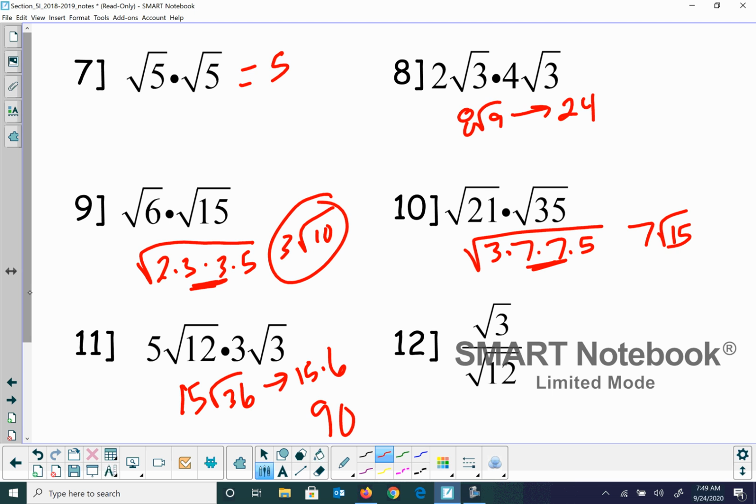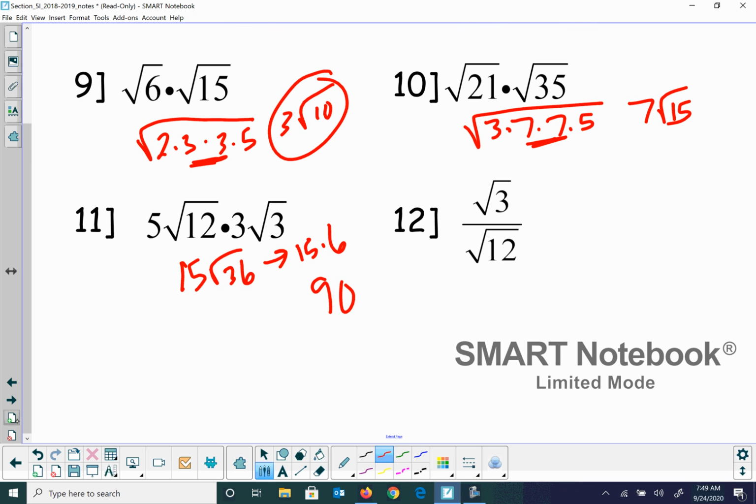On this one here, that's stuck behind that, I can actually reduce the fraction. So I'm going to get root 1 over root 4. Root 1 is 1, and root 4 is 2, so 1 over 2. So I can reduce the fraction if they're both underneath the radical.